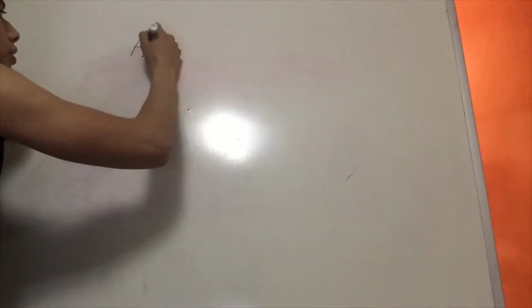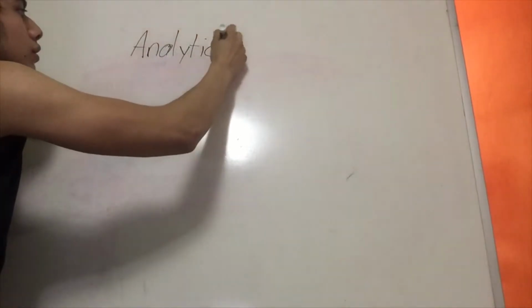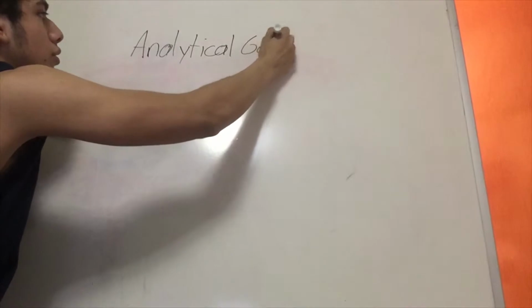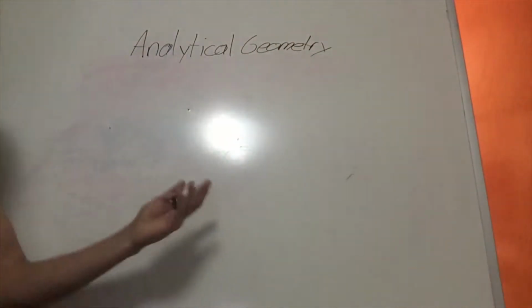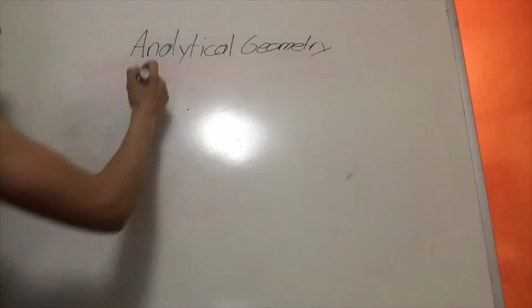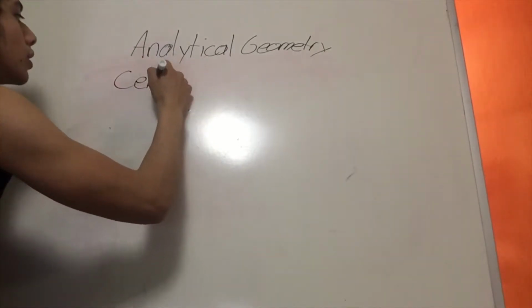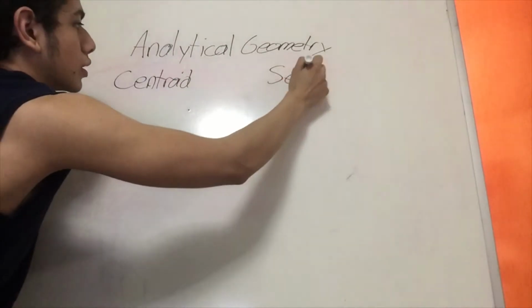So today we're going to be learning about analytical geometry. This topic usually has, I found, 4 formulas, but today we're only going to be focusing on the centroid formula and the section formula.